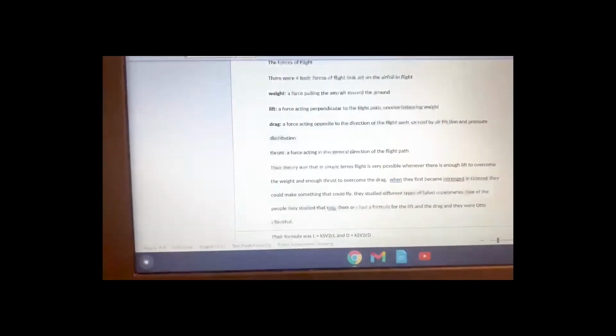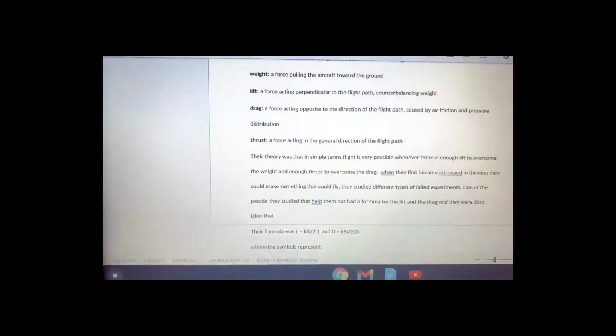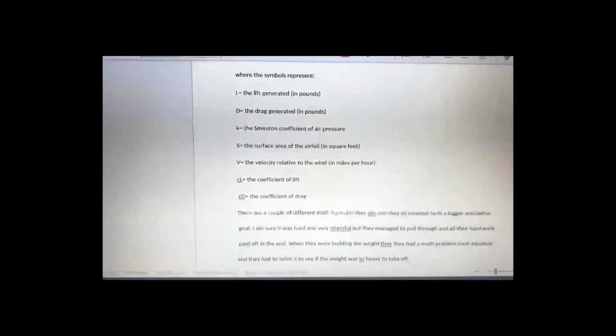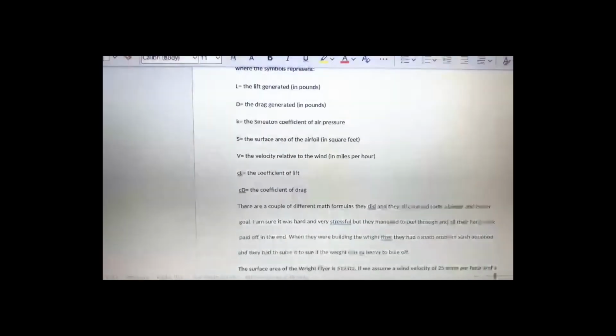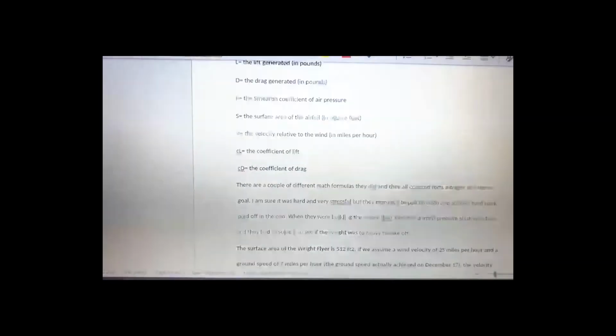Now, if you will scroll down with me, you see we have weight, lift, drag, and thrust. And here you go, the formula they use for that, where L stands for the lift generated, D stands for the drag generated, K stands for the coefficient of air pressure, S stands for the surface area, V stands for the velocity, the coefficient of lift is CL, and CD is the coefficient of drag.